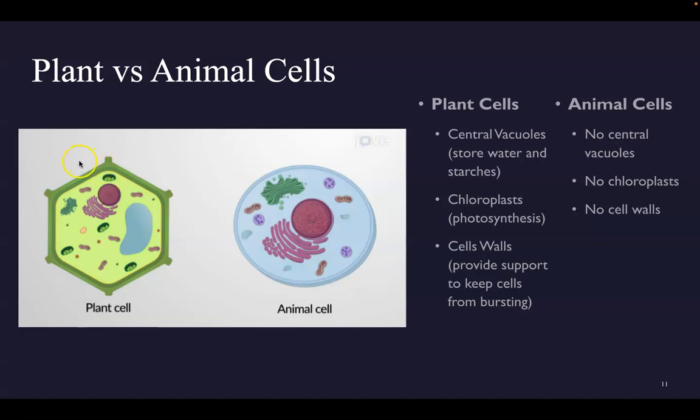Also, plant cells have a cell wall. This is what keeps them from bursting as easily as animal cells do whenever they are filled with too much volume. An animal cell would be more likely to lyse, where a plant cell has this structure from the cell wall that really strengthens it and keeps it from bursting. In summary, plant cells have central vacuoles, chloroplasts, and cell walls. Animal cells have none of those things.